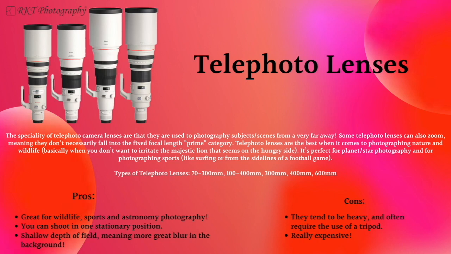So basically, you don't want to irritate the majestic lion that seems to be on the hungry side. It's perfect for planet and star photography and for photographing sports as well. Telephoto lenses come in the zoom category as well, such as 70-300 mm or 100-400 mm, and they also work as fixed prime lenses, that is 300 mm, 400 mm and 600 mm. So these are fixed focal lenses.